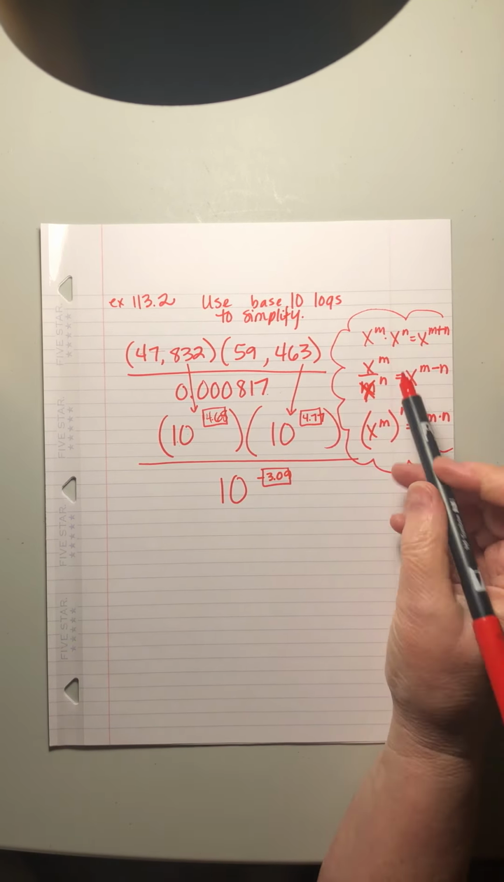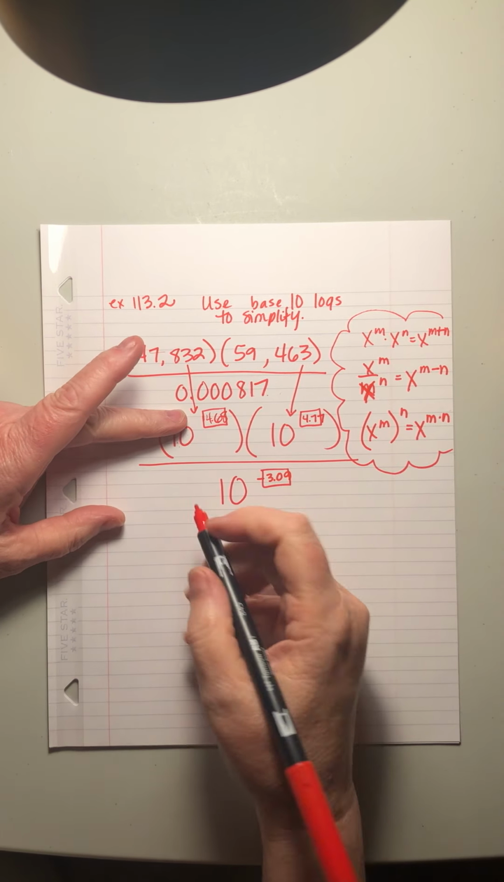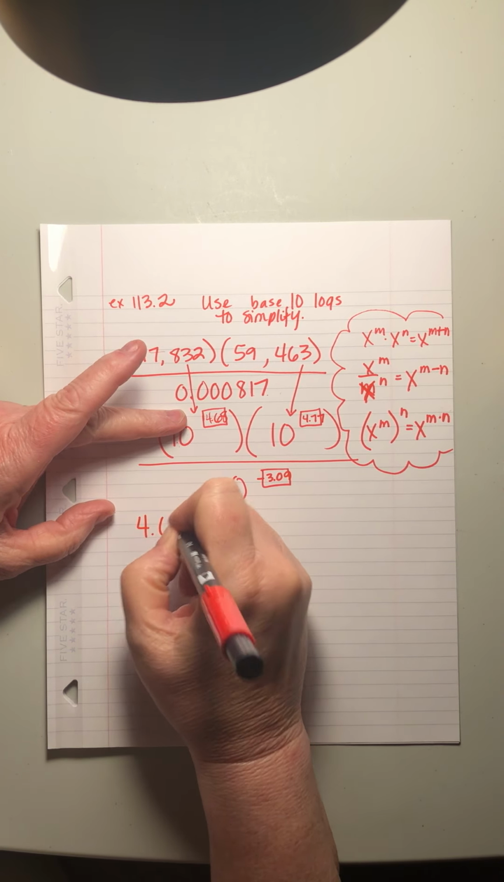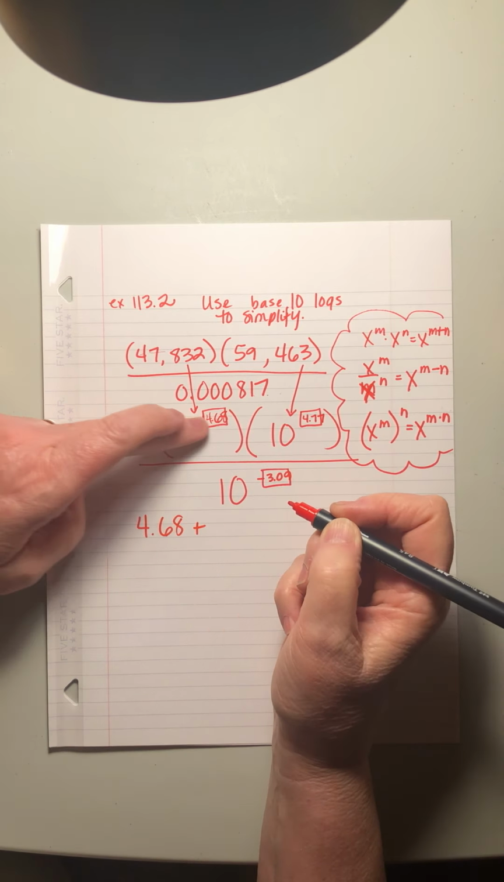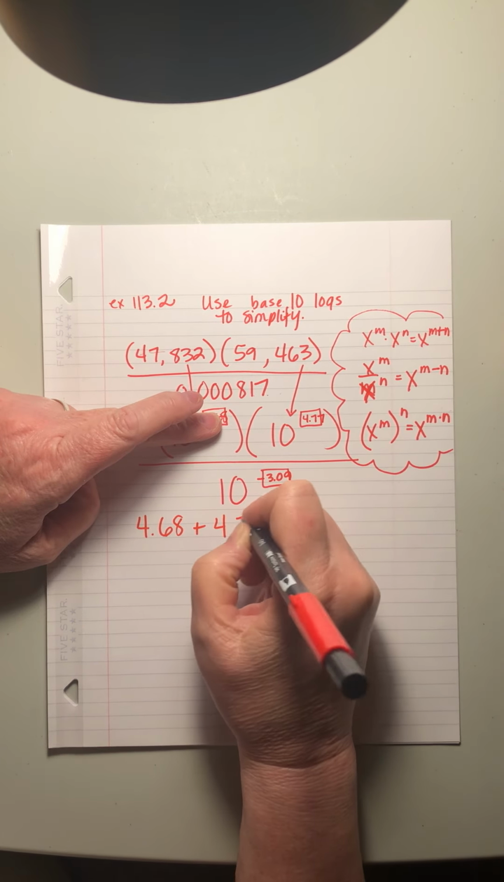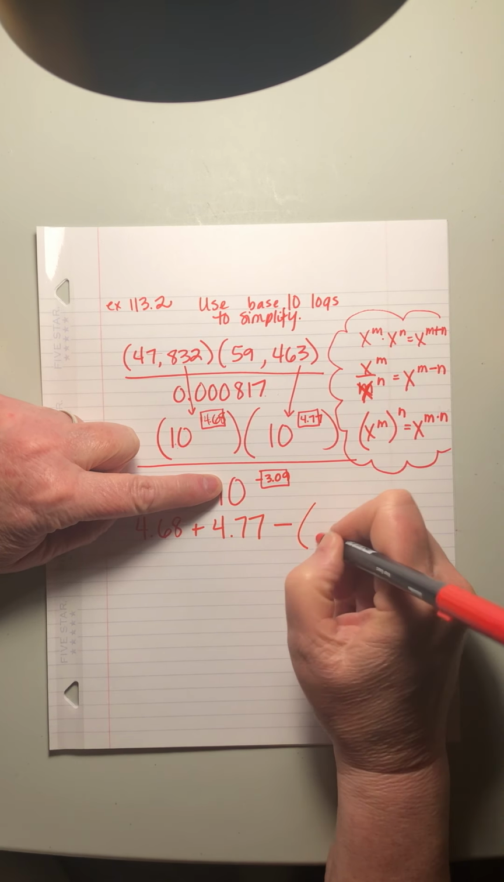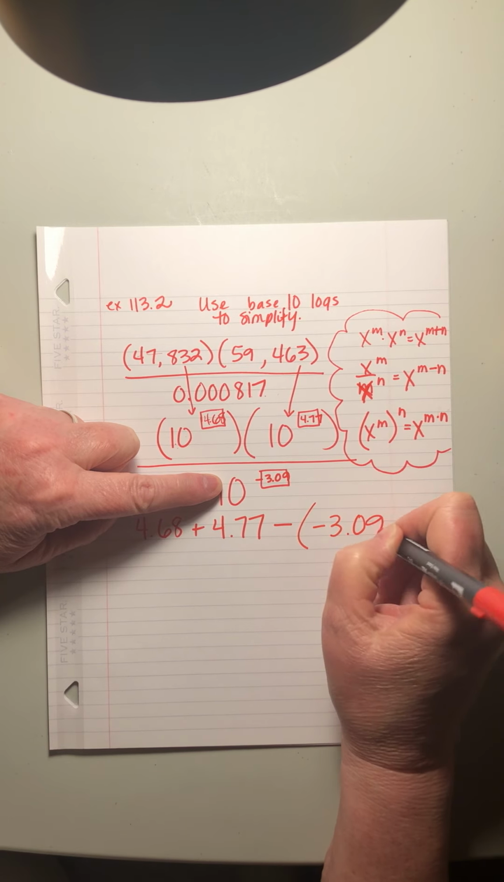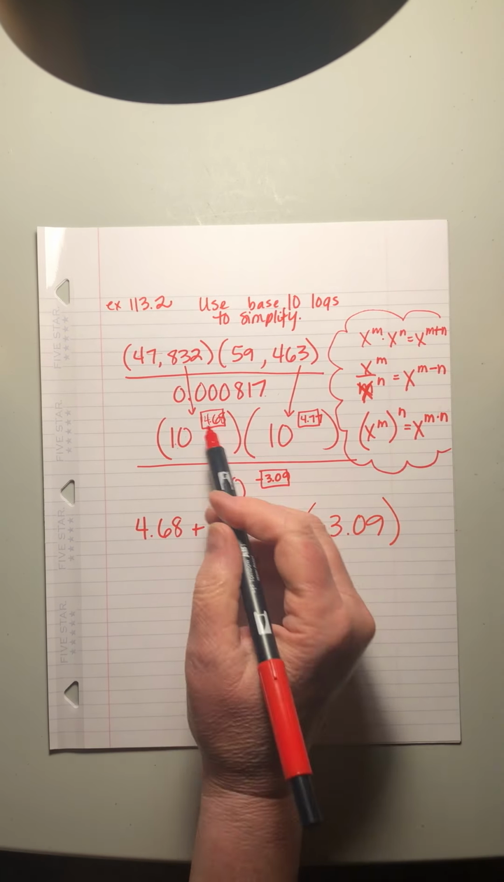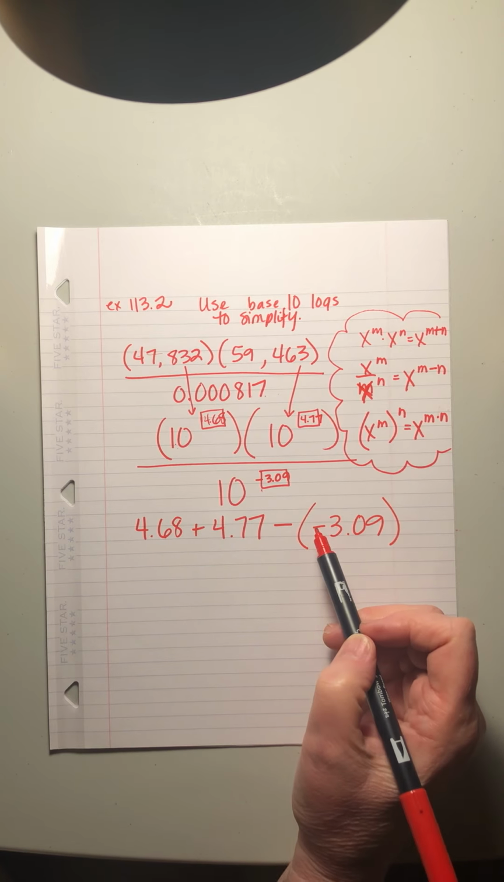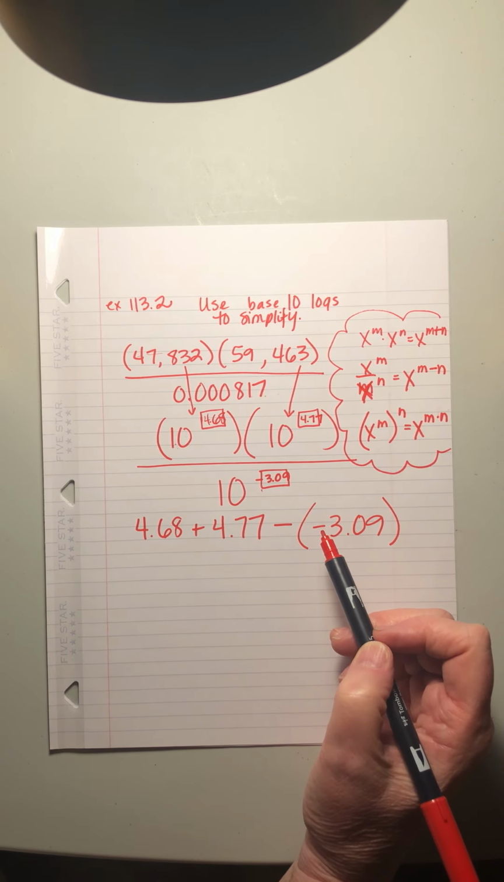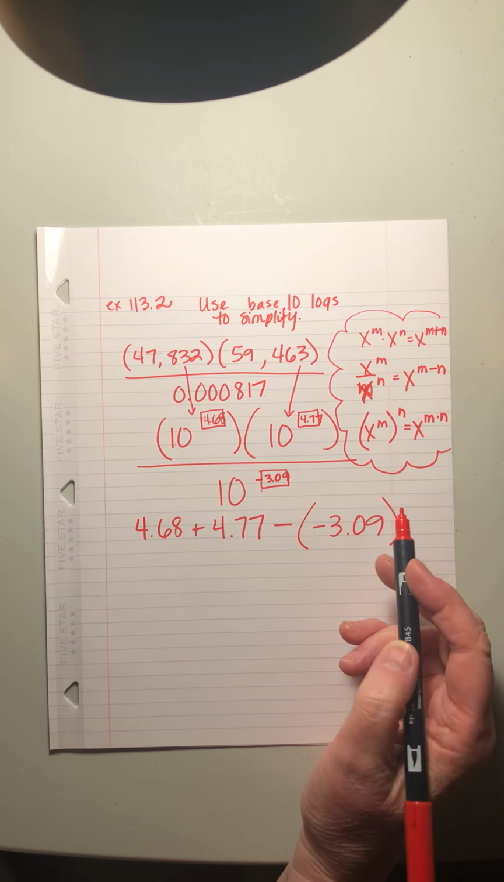Okay, now I'm ready to use these rules. So I can take the exponents off and I can say 4.68 plus, because this is product, 4.77 minus, because this is quotient, so now we're going to subtract, but it's already a minus. All right, so I add those two, I subtract that one. It happens to already be minus, so I'm going to be adding all that together. And I get 10 to the 12.54.